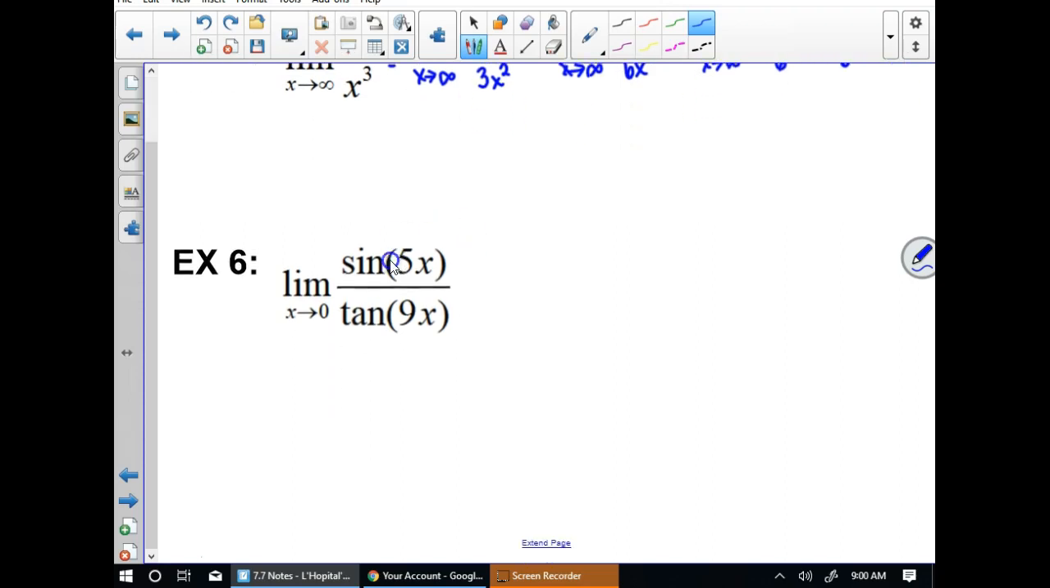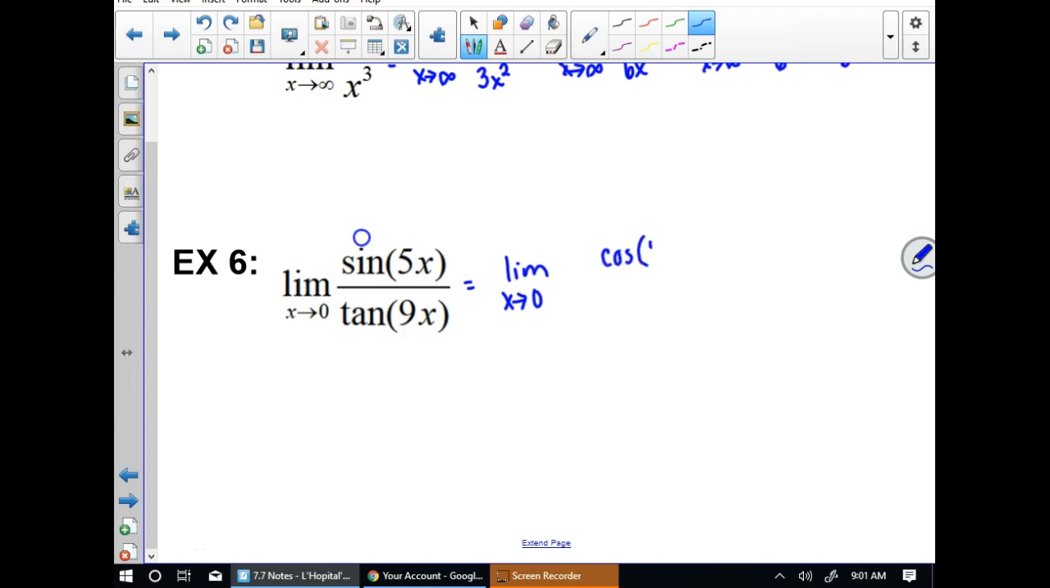Example 6, if I were to get this problem before we learned L'Hopital's rule, I really wouldn't know what to do. But with L'Hopital, because right now if you plug in 0, you've got sine of 0 over tangent of 0, and both of those are going to be 0. So if I use L'Hopital's rule, I'm going to have the limit as x approaches 0 of, what's the derivative of sine?